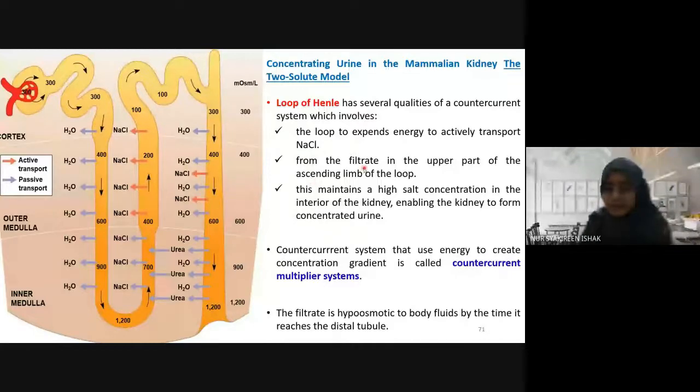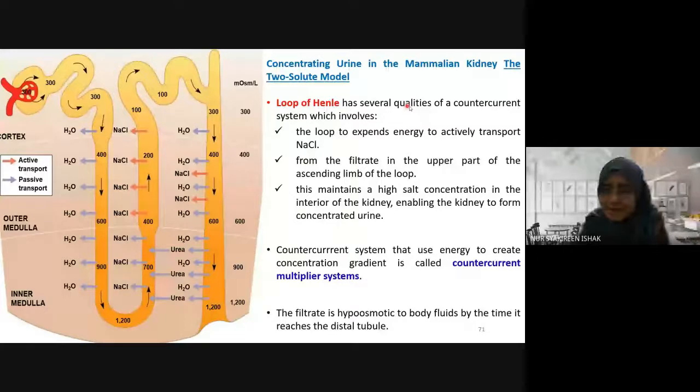So from the filtrate in the upper part of the ascending limb of loop of Henle, sepatutnya, tolong betulkan kat nota awak ni, sepatutnya this is one continuous sentence sebenarnya. Okay, kita baca balik semula. Loop of Henle has several qualities of a countercurrent system which involve the loop of Henle expending energy.